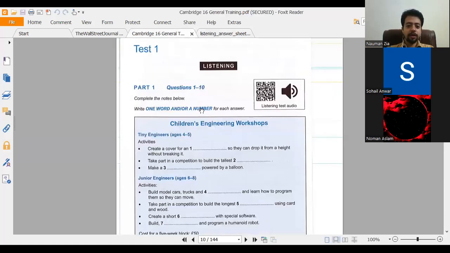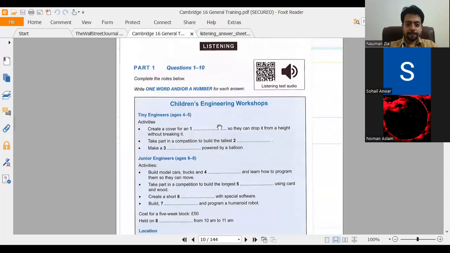Let's move on to the questions now. Let's discuss how the questions are there in the listening test. Okay, I told you that there will be 30 minutes, and the number of questions will be total 40. These 40 questions are further divided into four parts: part 1, 2, 3, 4. 10 questions in each part, and in each part there will be different question types, right?